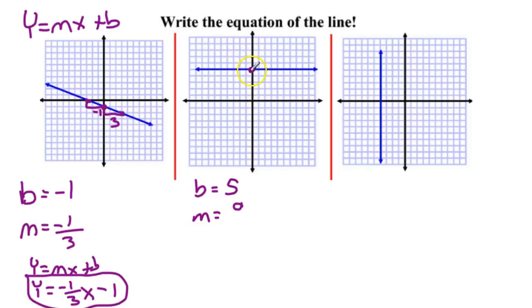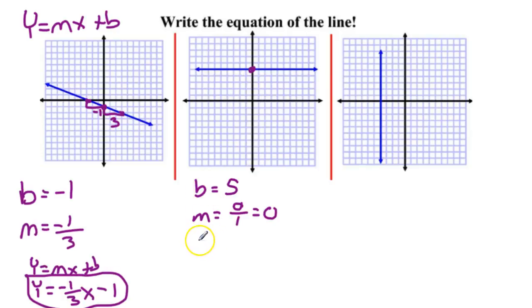And left to right, let's say I go up 0 to the right 1. Up 0 to the right 1. So I can just write 0 over 1, and that really equals 0. So my slope is 0. And if you remember from the last video, a horizontal line has a slope of 0.